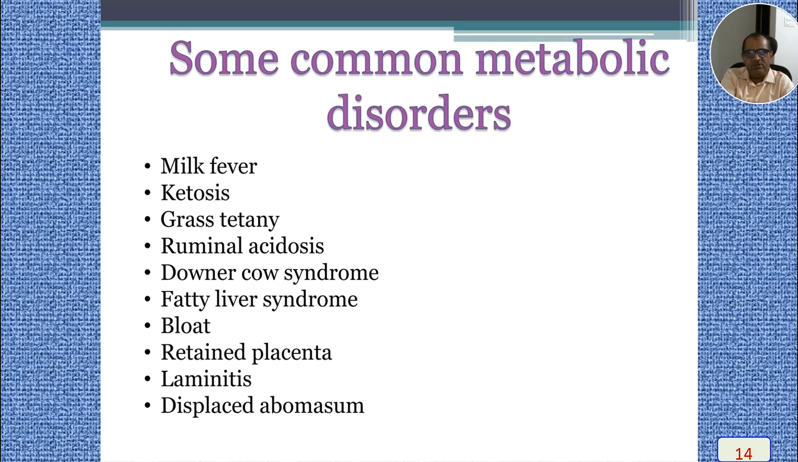So, what are all the common metabolic disorders? Number one, milk fever; two, ketosis; then grass tetany, then ruminal acidosis, or the Downer's cow syndrome is another important metabolic disorder, and fatty liver syndrome is also an important disorder. Then bloat, then retained placenta, laminitis, displaced abomasum. So these are some of the commonly occurring metabolic disorders, whereas among these, milk fever, ketosis, ruminal acidosis, Downer's cow syndrome, then RFM or retained fetal membrane are very common.